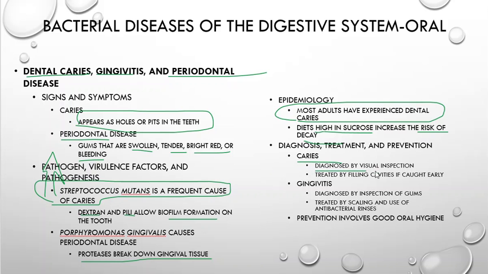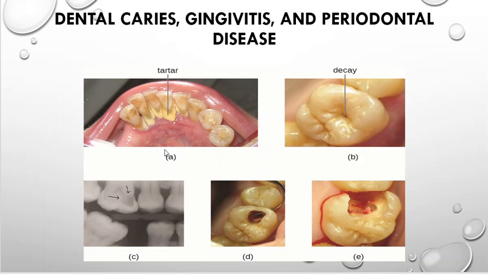Caries, the dentist just looks at your teeth. Fill the cavities if you catch it earlier. Gingivitis, again, they just basically look at the teeth. They can use scaling, and they also have antibacterial rinses that you can use. Prevention is the best way to deal with this.